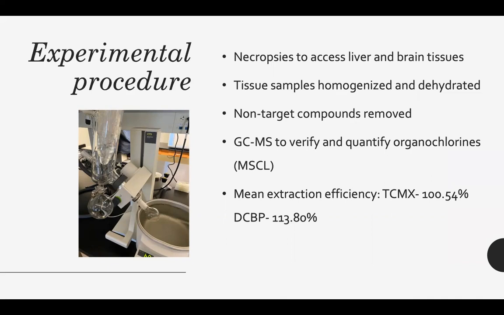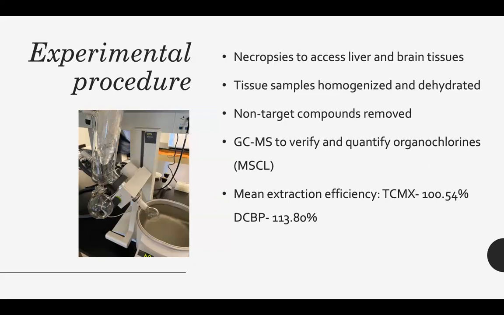Following this, samples were sent to the Mississippi State Chemical Lab, where a GCMS, or gas chromatography mass spectrometry instrument, was used in order to verify and quantify organochlorine residues. And 17 organochlorine pesticides and metabolites were targeted for analysis.